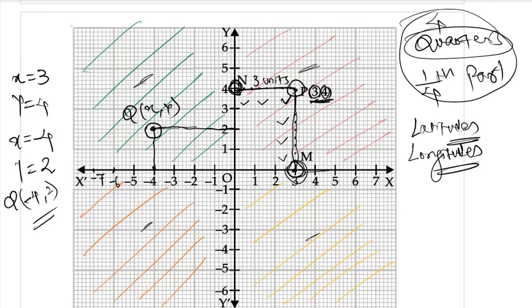So now you know what the coordinates show. Coordinates show the location of a point. Where? On the Cartesian plane. What is the Cartesian plane? Graph paper. Okay, how many parts is the Cartesian plane divided into?